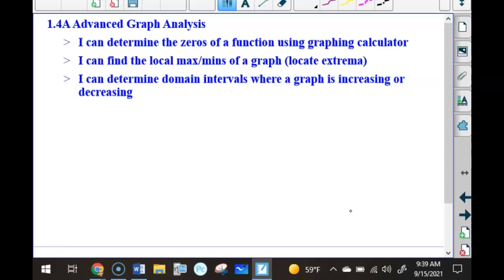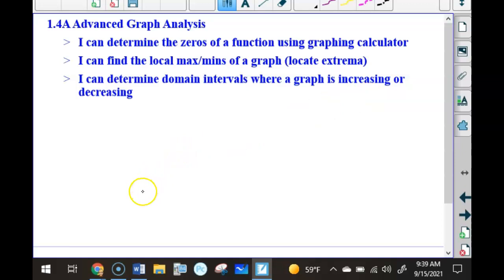All right, so today you're going to be able to determine the zeros of a function using your graphing calculator. We've done that, right? We've done it with parabolas. Today, the graph might have like 3 zeros or even 4 zeros. It's not just a parabola. I can find the local max and min, and we're going to talk more about the fact that there can be more of those. The vocabulary is called locating the extrema, which I'm just going to call maxes and mins. I can determine domain intervals where the graph is increasing or decreasing.